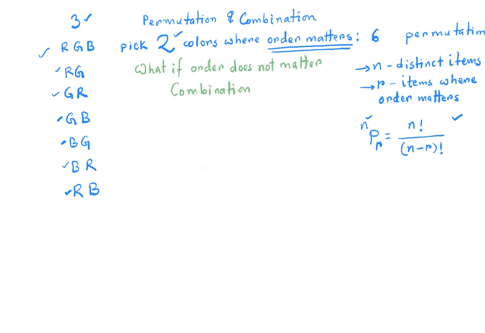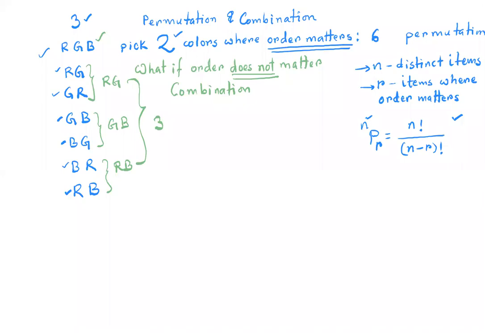In that case, what's going to happen if order doesn't matter? R and G is the same as G and R, because order does not matter. G and B is the same as B and G. B and R is the same as R and B. So now it comes down to 3 different ways. If order does not matter, then you can select 2 items from a list of 3 distinct items in 3 different ways.